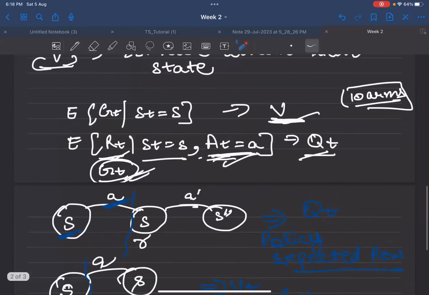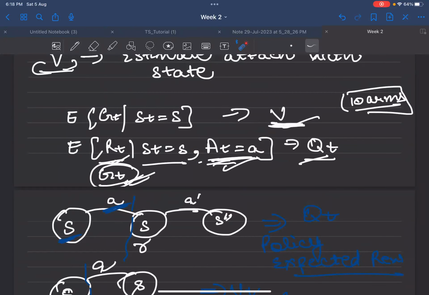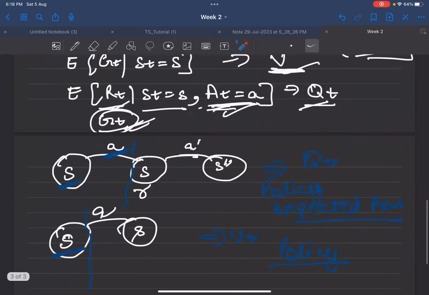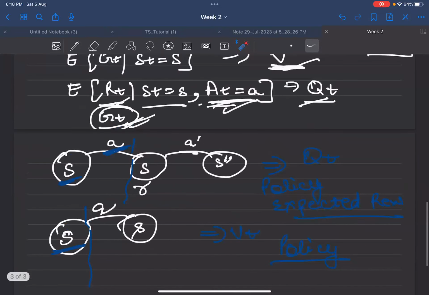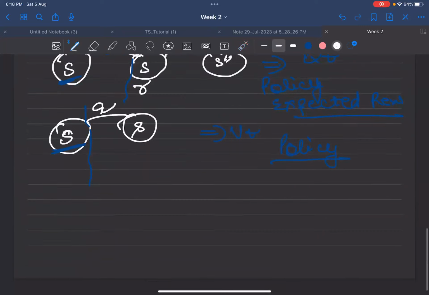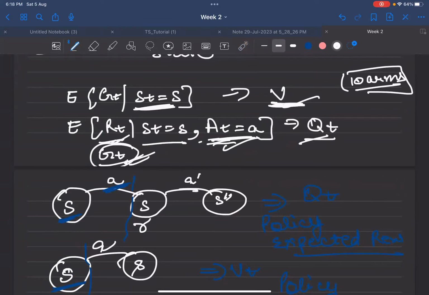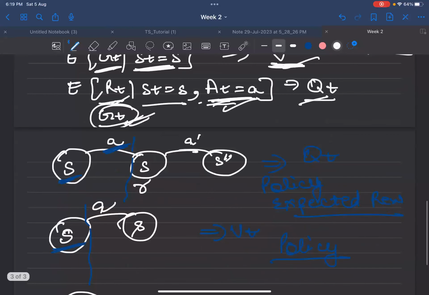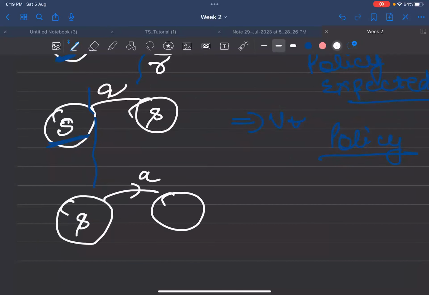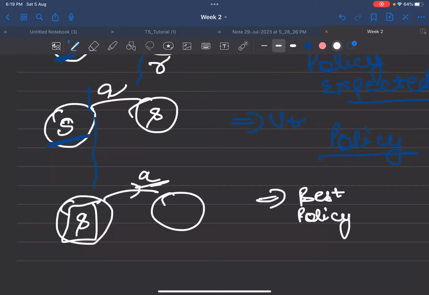wait a second. Let us relate V by Q. Ma'am, can you please clarify a little bit? I mean, what is V? I'm not getting it. Okay. What I'm saying is, this is a state. I am in this particular state. Now, if I'm in a particular state, what is the expected reward? So what action should I take? Like if I'm at state S, what action should I take to get the best policy or to get the optimal expected reward?